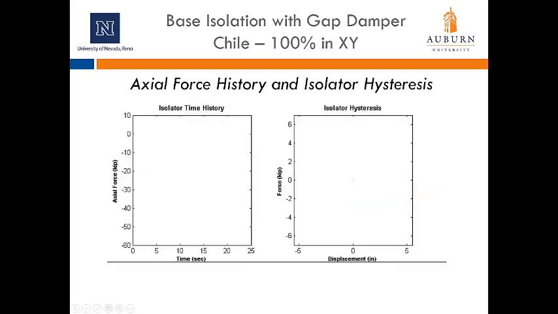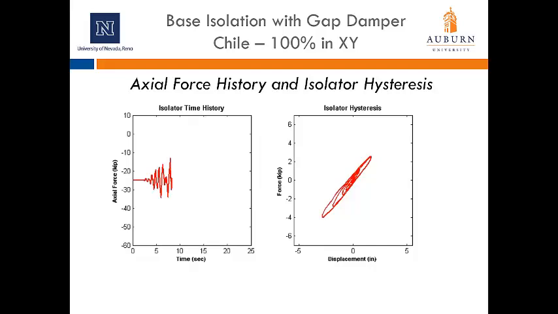One aspect that we believe influenced the effectiveness of the gap damping system was the axial forces on the isolation bearings. For the same Chile record, we show the axial force history being traced out in time with the isolator hysteresis loop. And you see there's a tendency as the axial force reaches a peak in the positive or negative direction, it's in line with a peak displacement on the hysteresis loop.